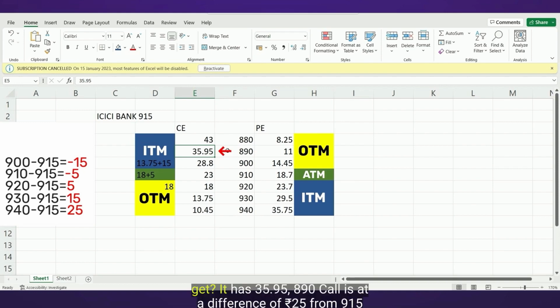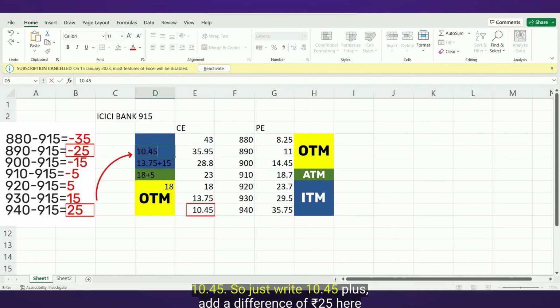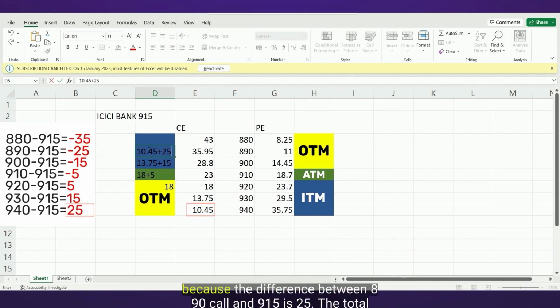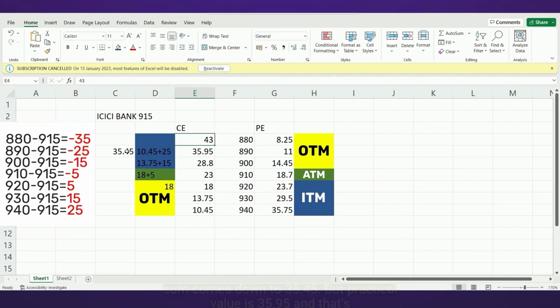Similarly, if you see 890 call value, it is 35.95. How did we get it as 35.95? 890 call is at a difference of 25 rupees from 915, which is the current market price. And at 25 rupees difference, we also have 940 call. So 940 call has an extrinsic value of 10.45. So just write 10.45 plus add a difference of 25 rupees here, because the difference between 890 call and 915 is 25. The total sum comes down to 35.45, but practical value is 35.95, and that's okay.